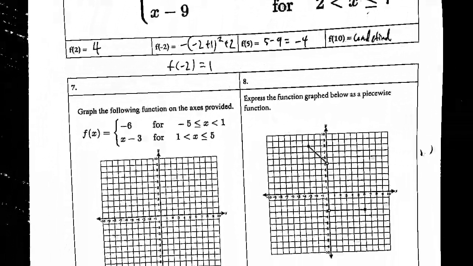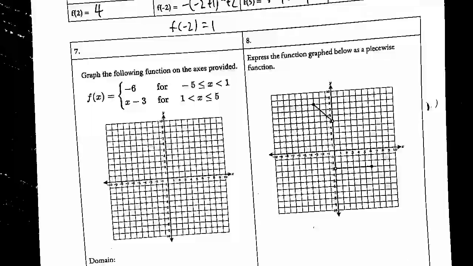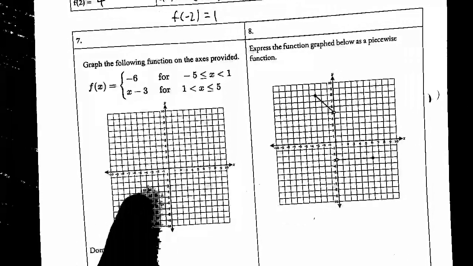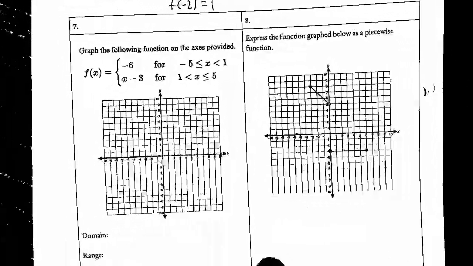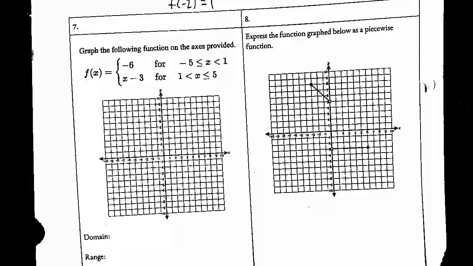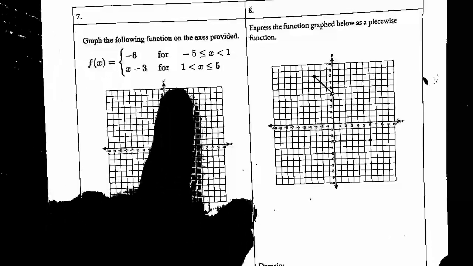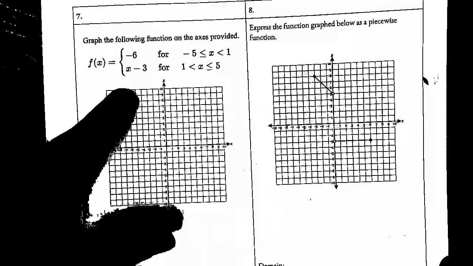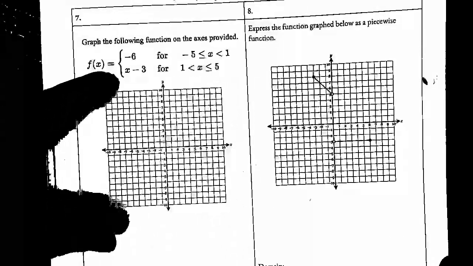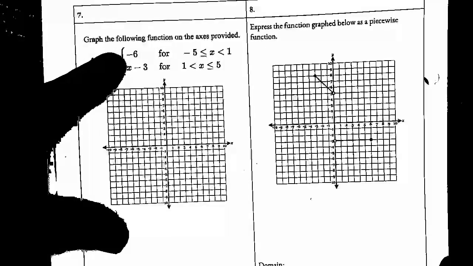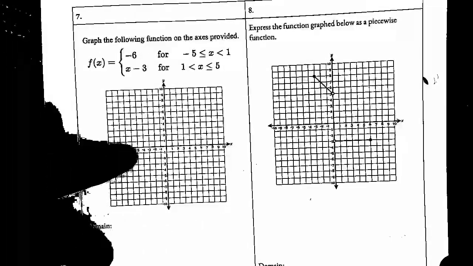All right, 7. We are now graphing piecewise functions. This is like a quiz question, and this is also from the delta here. So f of x is negative 6 between negative 5 and 1, and then it's x minus 3 from 1 to 5. So remember, when it's negative 6, this is just a horizontal line. This has no slope. So we're going to go over to negative 5. We're going to go down to negative 6 right here.